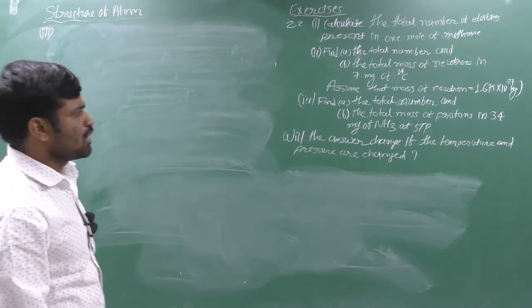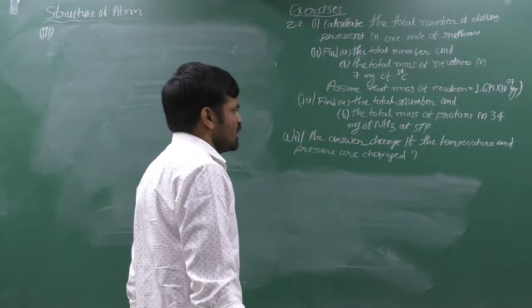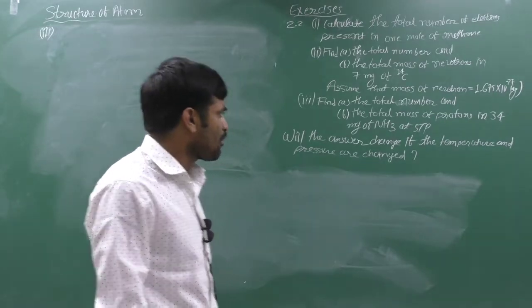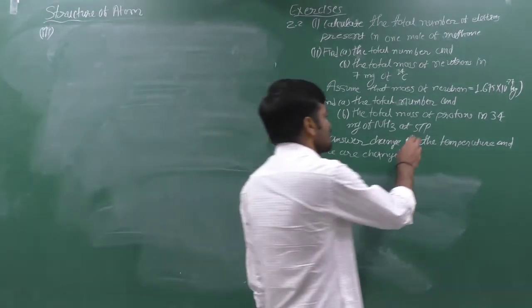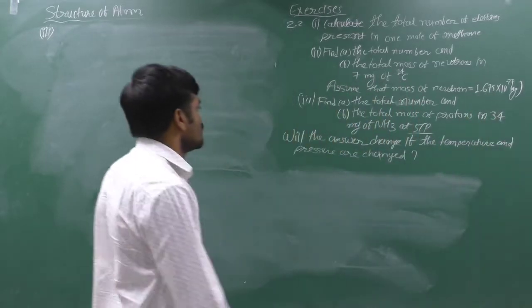Find the total number and total mass of protons in 34 milligram of ammonia NH3 at STP. Here the condition is given: standard temperature and pressure, STP.